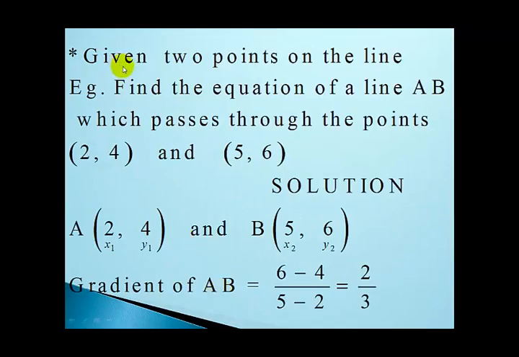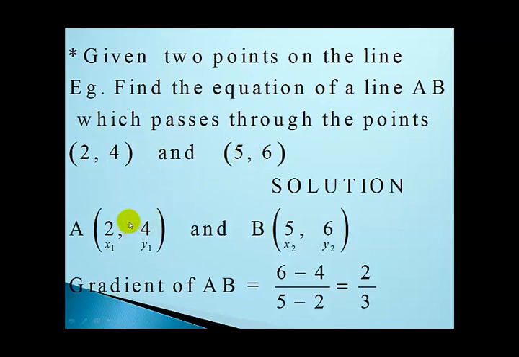Now when we are given 2 points on the line, how do we find the equation? Example: find the equation of a line AB which passes through the points (2, 4) and (5, 6). So we are given 2 points on the line. How do we find the equation?